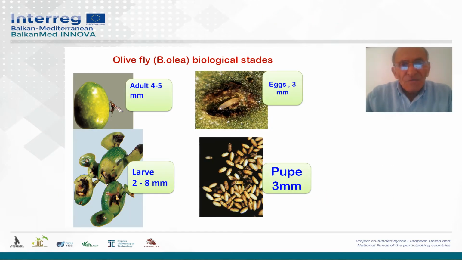In this slide we see the biological stages of the olive fly. We see here the female olive fly laying eggs on the pulp of the fruits. What is interesting to say is that the female lays only one egg per fruit, because one fruit is calculated for one larva. If there is more, there is not enough food for all the stages of the larva.